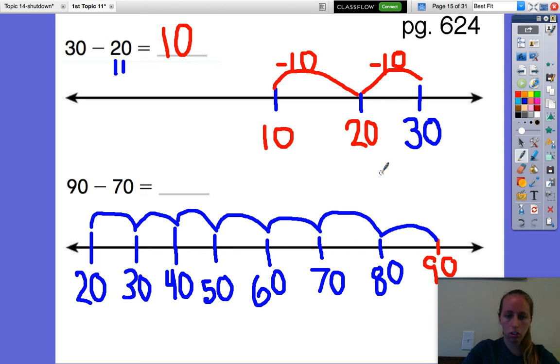So let's check our jumps to make sure we did this correct. 10, 20, 30, 40, 50, 60, 70. We took away 70, right? And we counted correctly. 90, 80, 70, 60, 50, 40, 30, 20. So 90 minus 70 is equal to 20. Okay. What I want you to do is open up your math workbook and try the independent practice problems all by yourself.